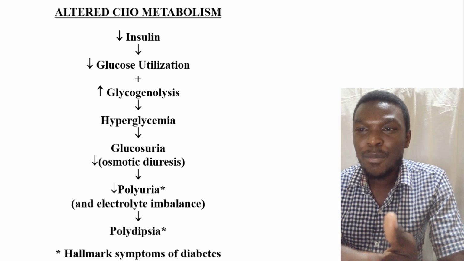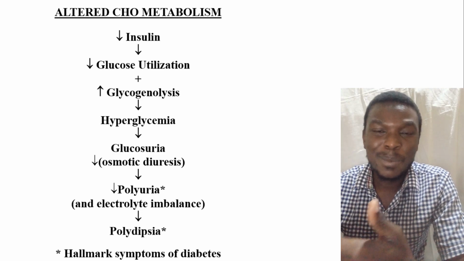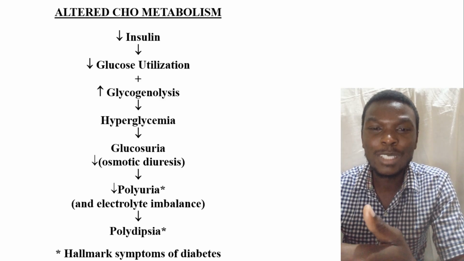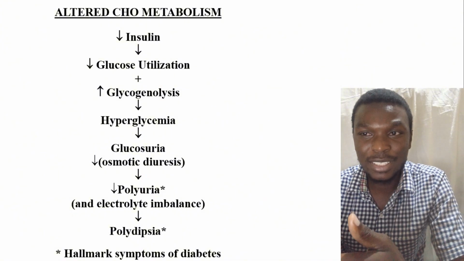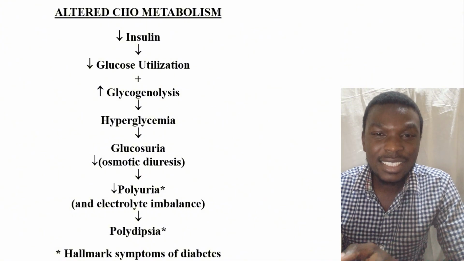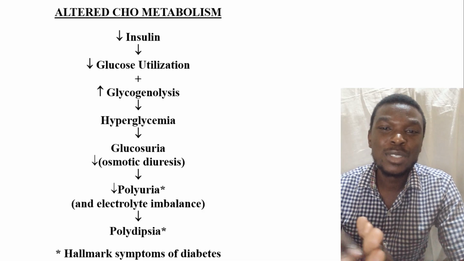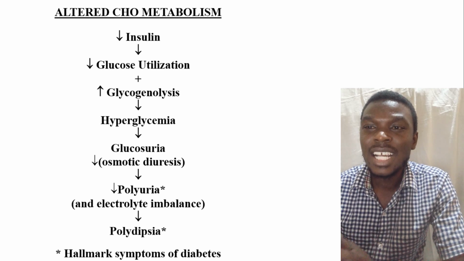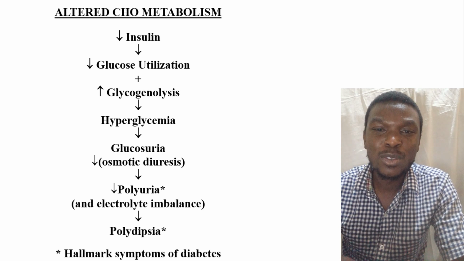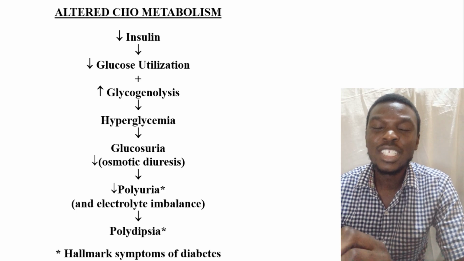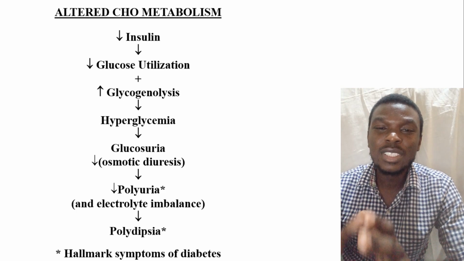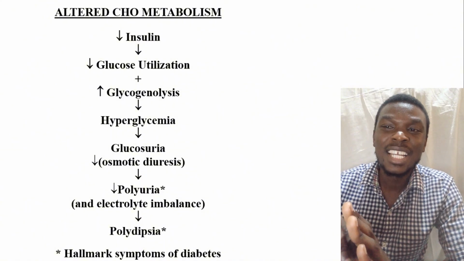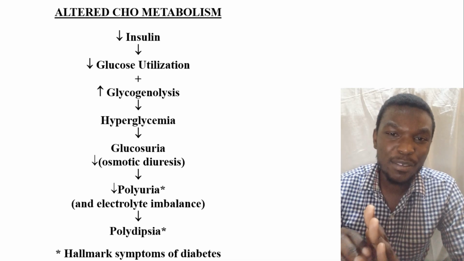Because of this poor utilization, the body will think that the person has not taken enough carbohydrates, so it wants to supplement the carbohydrates. It will trigger other systems or mechanisms in order to supply this glucose into the bloodstream. Glycogenolysis will be initiated. This will break down the stored carbohydrates that this patient has in the liver so that it increases the blood sugar.